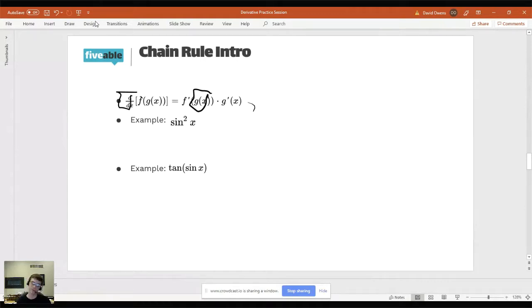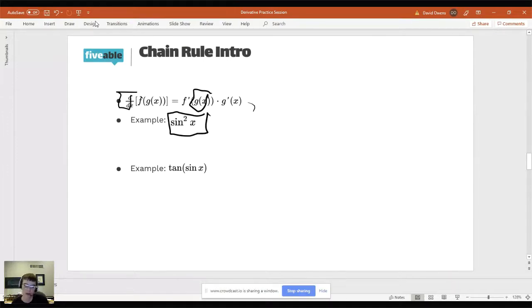And if you're like me, probably when you first saw that, you were so confused, because if you just got it on this big packet of derivative rules, like this big one I got from when I took AP Calculus, it's pretty confusing symbolically. So let's take an example.